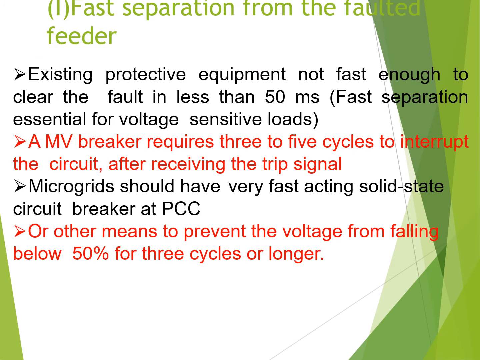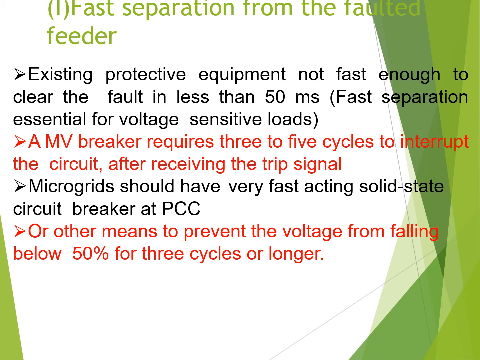Coming to the first one, fast separation from the faulted feeder. Existing protective equipment is not fast enough to clear the fault in less than 50 milliseconds. Fast separation is very essential for voltage sensitive loads like electronic equipment. A medium voltage breaker requires 3 to 5 cycles to interrupt the circuit after receiving the trip signal. Usually one cycle lasts for 20 milliseconds, so this MV breaker requires approximately 100 milliseconds to interrupt the circuit after receiving the trip signal. And this may also damage the voltage sensitive loads.